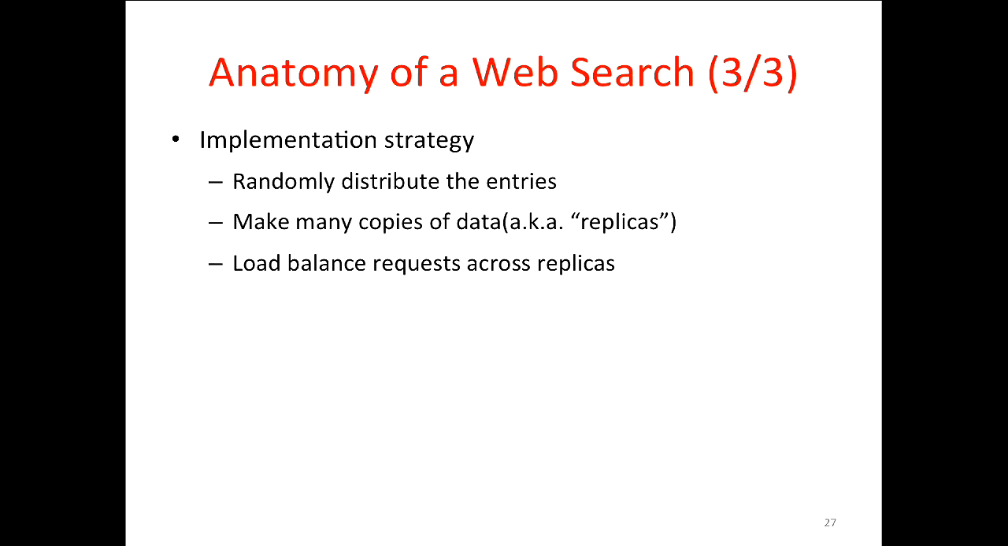Okay, so here's the implementation strategy for web search. First, we randomly distribute the entries of each keyword, right? And also make many copies of data, which is called a replica. So this is very important here. And also, we want to balance the requests across these copies.